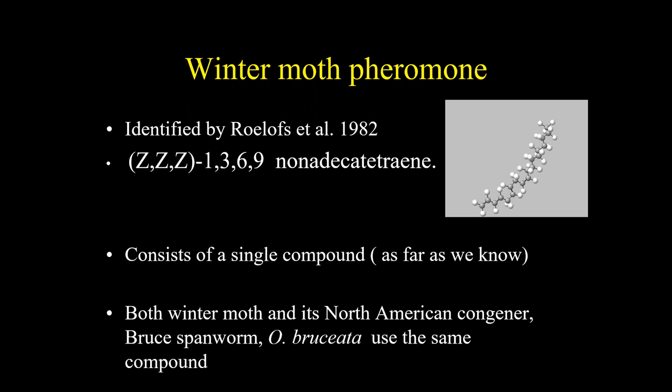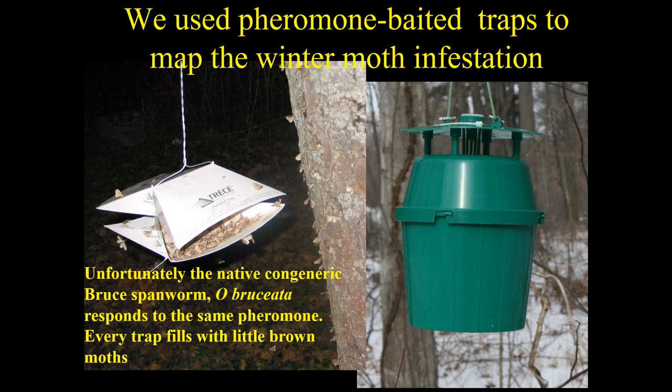But unfortunately, the winter moth pheromone is used also by the North American species, Bruce spanworm. It's the close relative of winter moth here in North America. It almost never causes outbreak because it's under good biological control, but it uses the same pheromone. So then when we deploy these traps, the traps fill up with little brown moths, some of which are Bruce spanworm and some of which are winter moth. So the Bruce spanworm is out there, it's just not in high density populations.